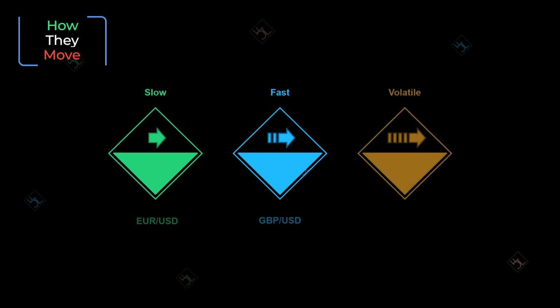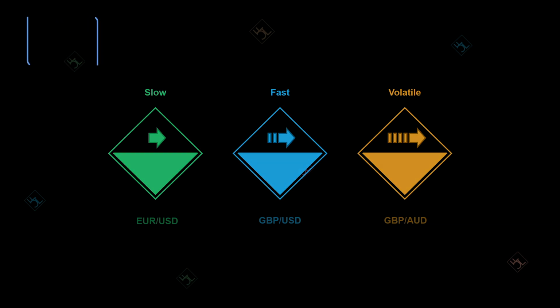Lastly, we've got volatile pairs like GBP-AUD, which tend to move more than 100 pips a day on a regular basis. It is also worth noting that with the ever-changing market environment, in volatile times or times of unpredictability, pretty much every pair becomes a volatile pair.